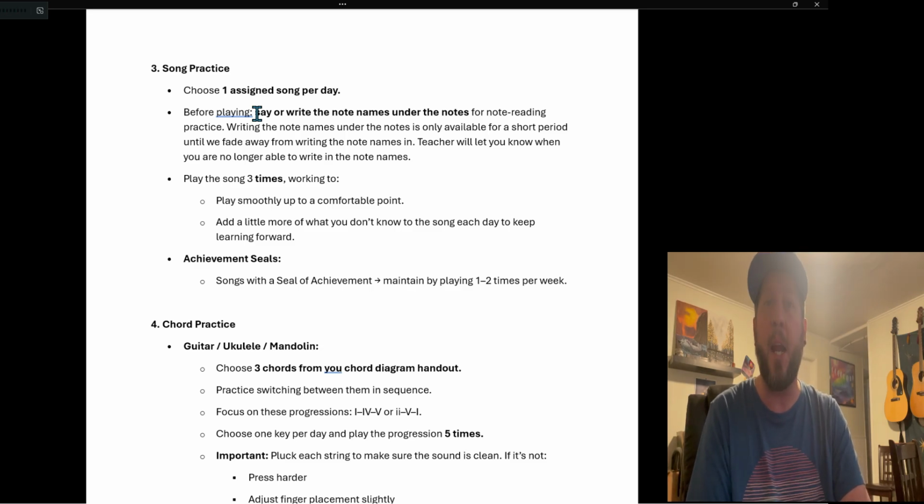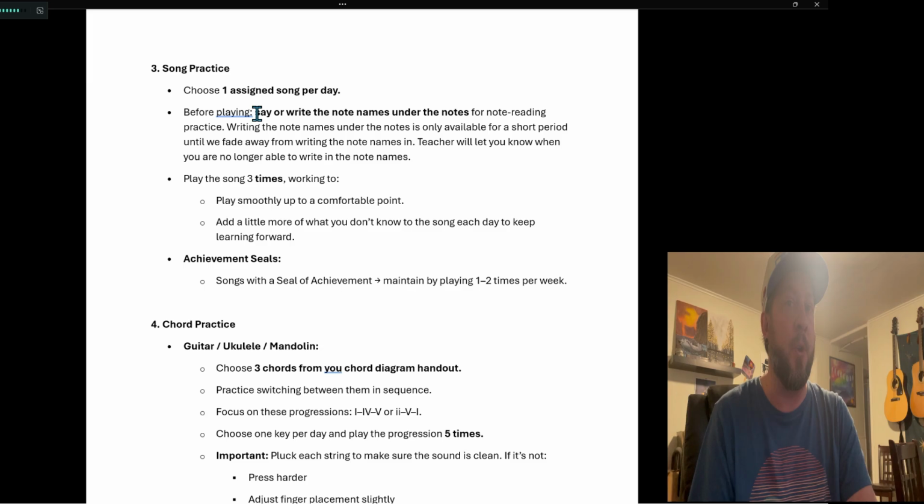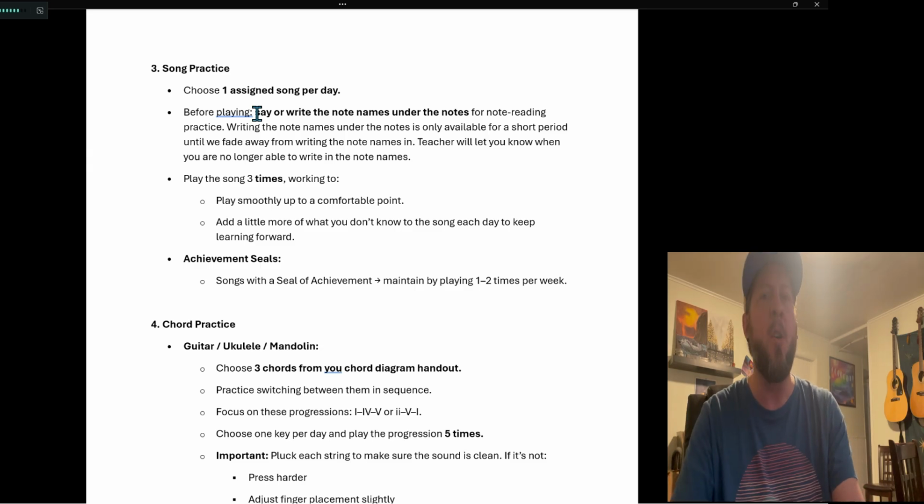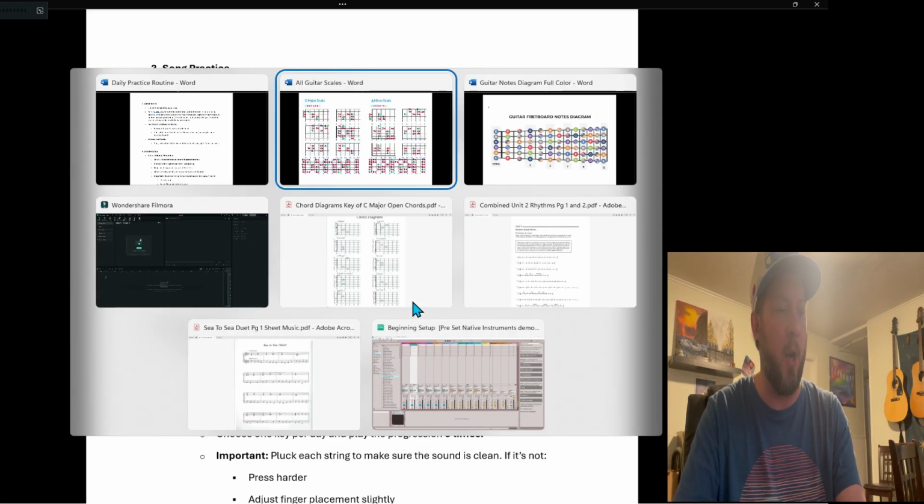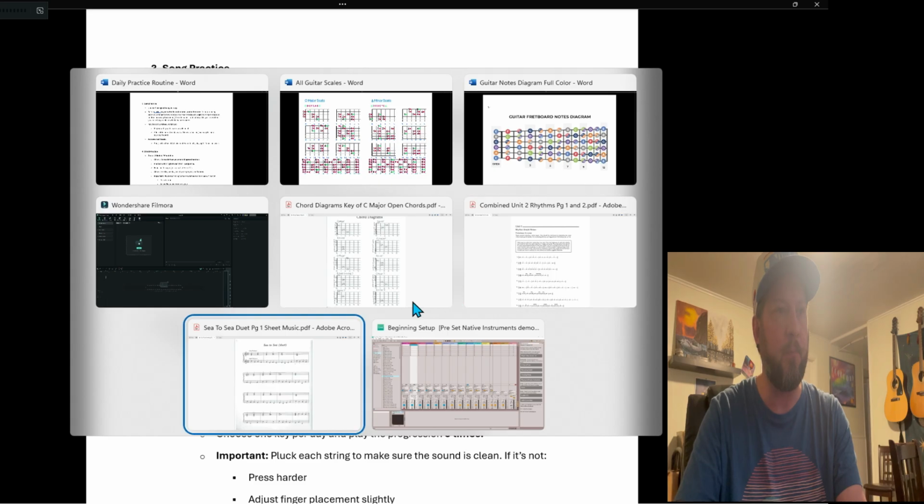And then of course when you're playing these songs, you want to play them about 3 times. What you're going to do is play smoothly up to a comfortable point of what you know, right? So if you only know up to the 4th measure, then you just go to the 4th measure, and then you're going to add just a little bit more though. You're going to attempt to learn just a couple more measures, right? And we'll take a look at that on an example here. Let's go ahead and take a look at that.